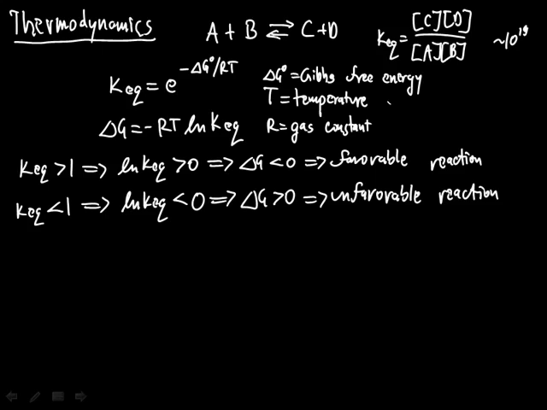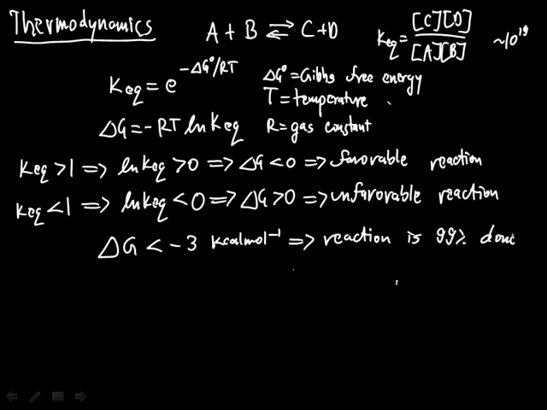Now, these delta G values don't have to be overly large to drive the reaction all the way to completion. So if we have a delta G of greater than minus 3 kilocalories per mole, that already means that the reaction is 99% done. There's less than 1% starting material.